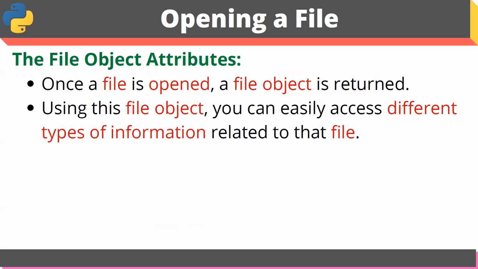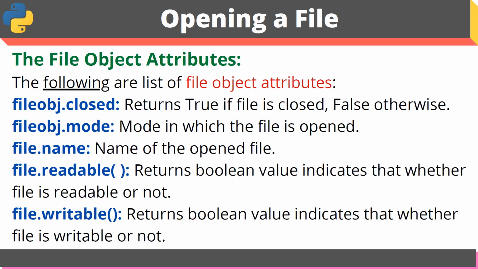Coming to the file object attributes, once a file is opened, a file object is returned. Using this file object, we can easily access different types of information related to the file. What are the file object attributes? The following is the list of file object attributes.